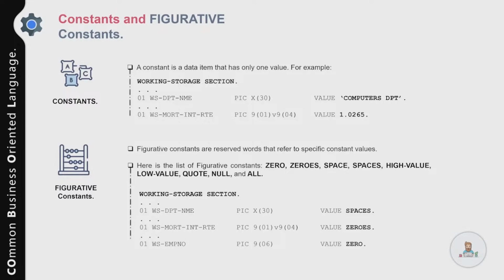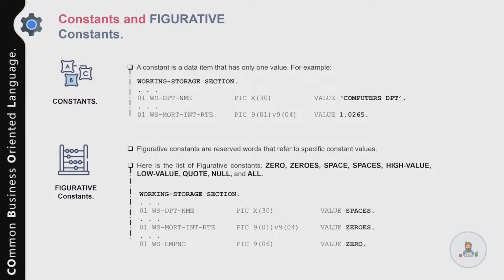Similarly, you have the mortgage interest rate variable. In this case, I've used the figurative constant ZEROS, so all the bytes, that is 5 bytes, will be filled with zeros. And for the last field, that is employee number, I've used the figurative constant 0, so my employee number will have 0 as an initial value. And similarly, you can use other figurative constants to initialize these variables with specific values.